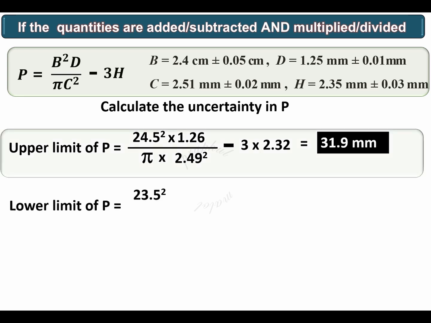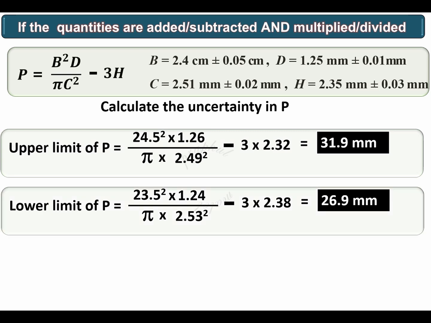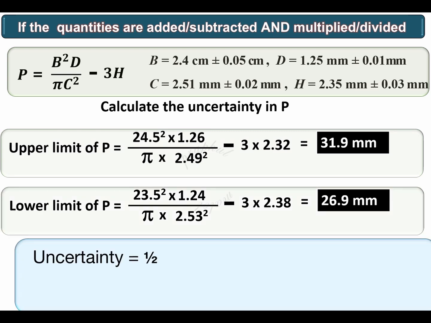In order to get lowest possible value of P, you have to put lowest values of B and D since they are in the numerator. In the denominator, you have to put highest value of C. H value also should be the highest. Once you get lowest and highest values, just find the half range. That will be the uncertainty in P.